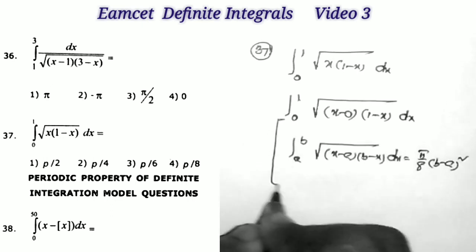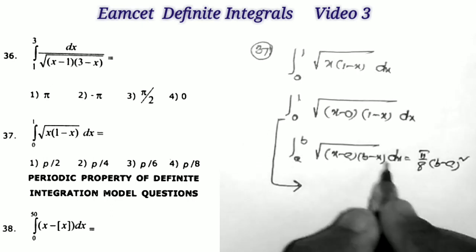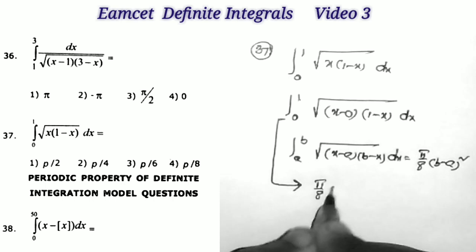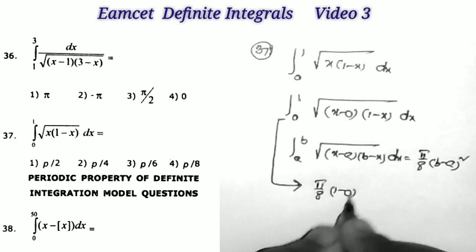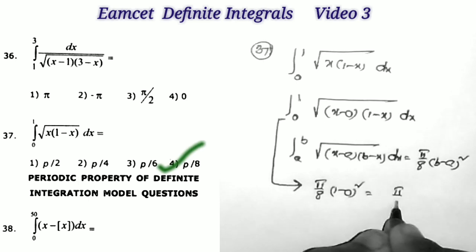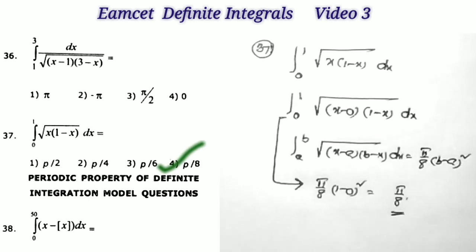So applying the formula to the given question, the answer is equal to pi by 8 into... what are the a, b values here? a is equal to 0, b is equal to 1. So (1 minus 0) whole square, that is equal to pi by 8. That's all, and that is the fourth option.